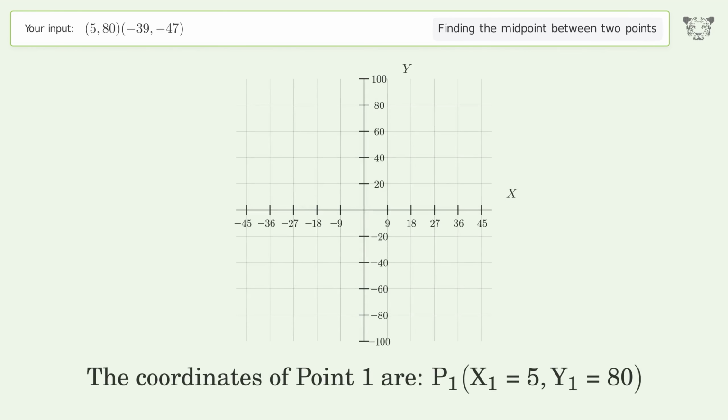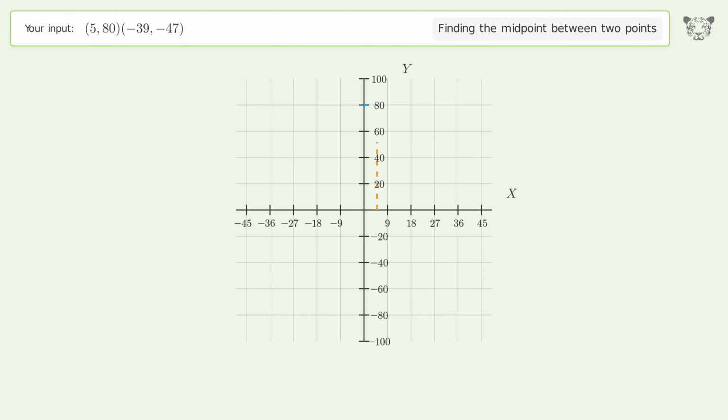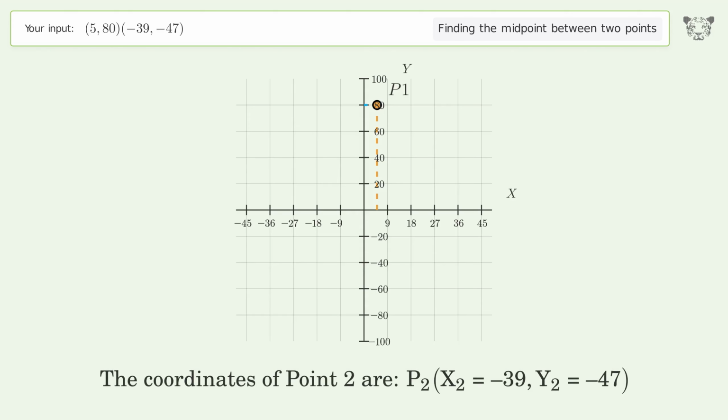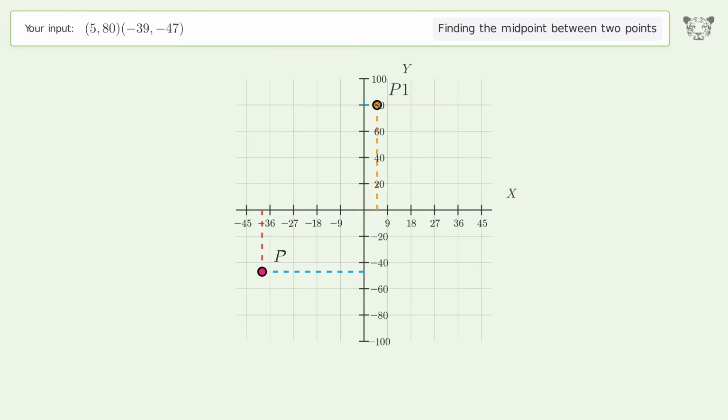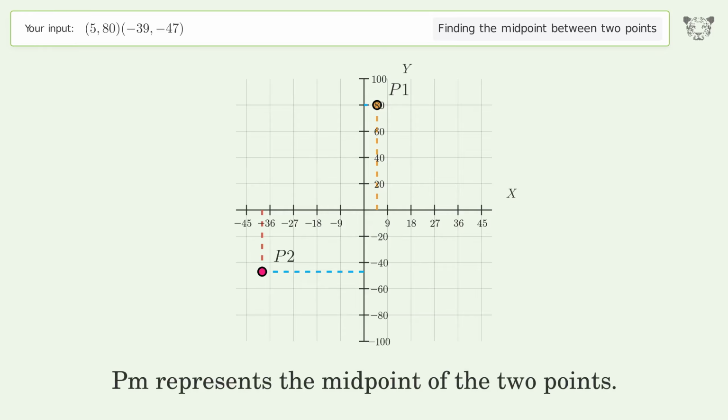The coordinates of point 1 are x1 equals 5, y1 equals 80. The coordinates of point 2 are x2 equals negative 39, y2 equals negative 47. PM represents the midpoint of the 2 points.